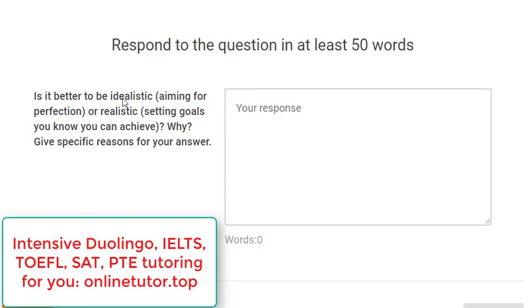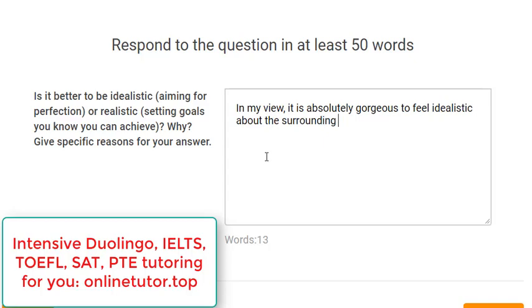Okay, so firstly, I decide: idealistic, perfection, or realistic. For example, I have decided to be positive, and I will write about idealistic. So, okay, in my view, it is absolutely gorgeous to feel idealistic about the surrounding world and about your targets, let's say, or objectives, as well. You remember about the expanding sentence.